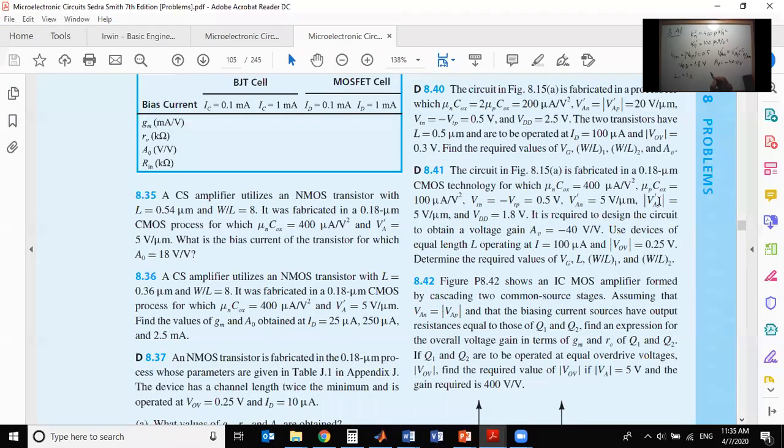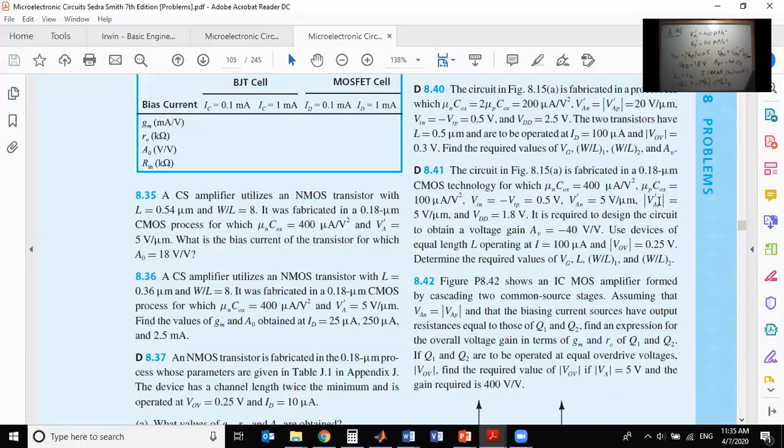Operating at I equals 100 microampere, and V overdrive for both is 0.25 volt, okay, and determine the required values of VG, L, W over L 1, and W over L 2. So we need to find VG, we need to find L, we need to find W over L 1, and W over L 2.